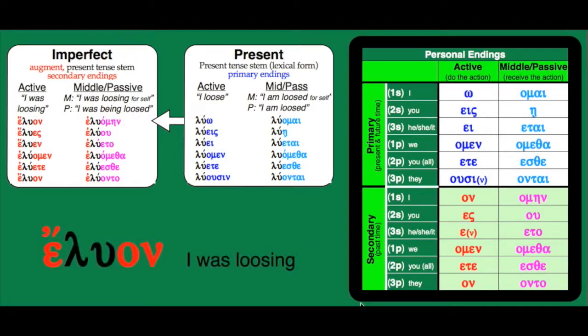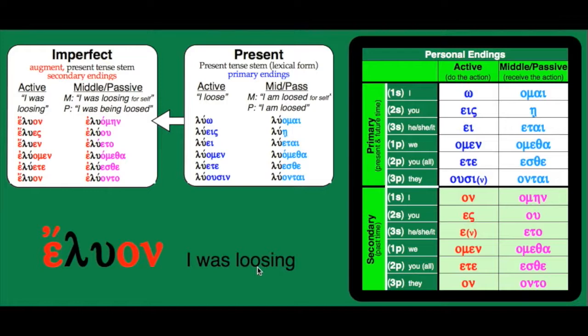Now let's go past time and tack on a secondary ending, on. Now notice when we do this, we move into a different tense. We go from a present tense to the imperfect tense. The imperfect tense is ongoing action in the past time. So we'll translate it, I was loosing. It's ongoing in the past, okay? But there's our ending. Lu on means I was loosing. Not I loose, but I was loosing.